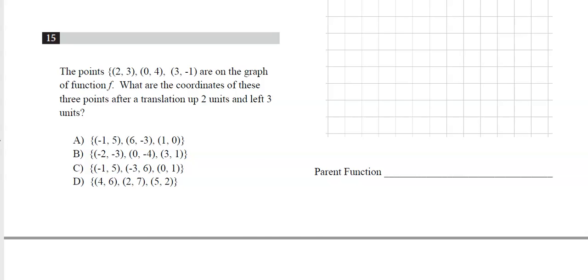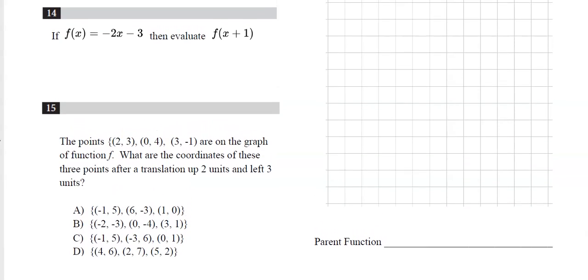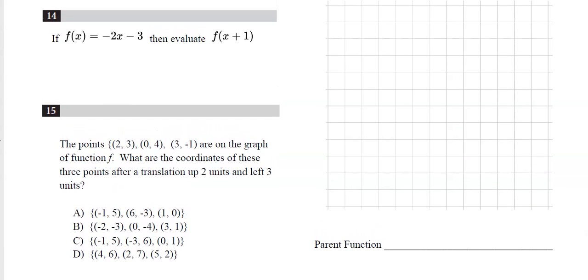15. You have some points here. Maybe I'll kind of cheat. I'm going to slide down a little bit so I can use this graph over here to kind of help me out with my points a little bit. All right, so it says we have points. Let me see. I'm just going to quickly sketch out a grid here just to see what's going on. 2, 3, 0, 4, and 3, negative 1.